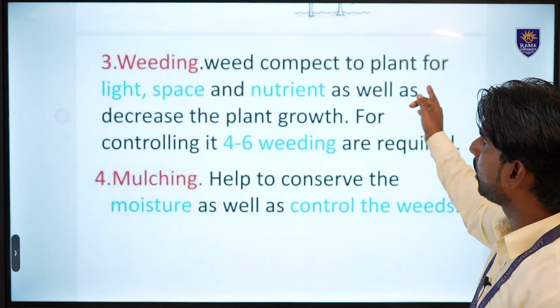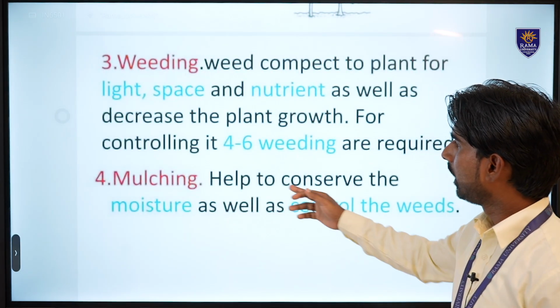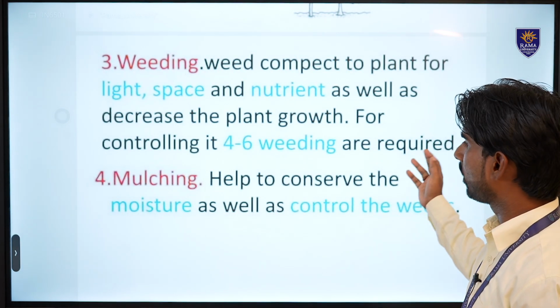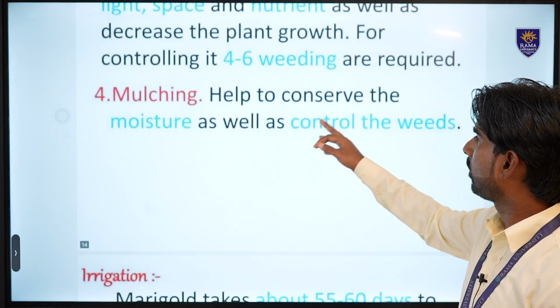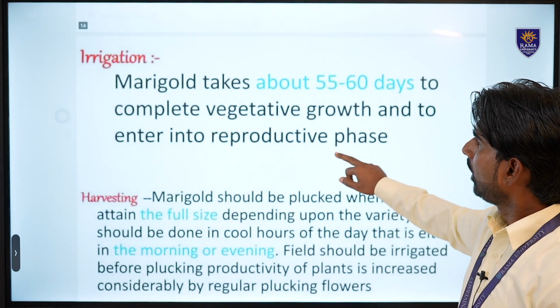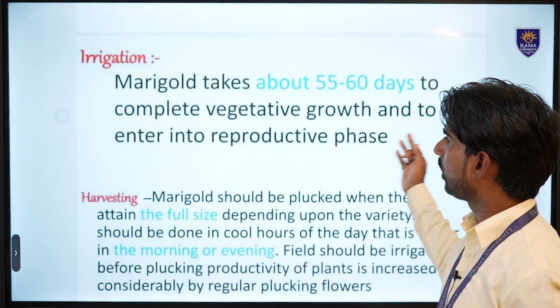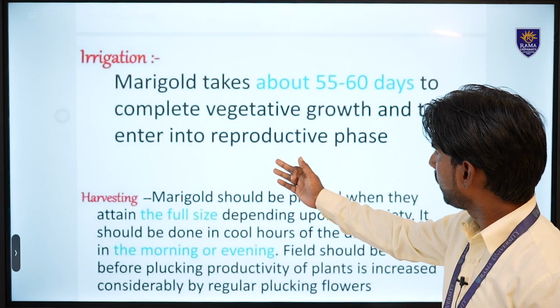Weeds compete with the plant for light, shade and nutrients, as well as decrease plant growth. For controlling them, 4 to 6 weedings are required. Mulching helps to conserve moisture as well as control weeds. Marigold takes about 50 to 60 days to complete vegetative growth and enter into the reproductive phase.